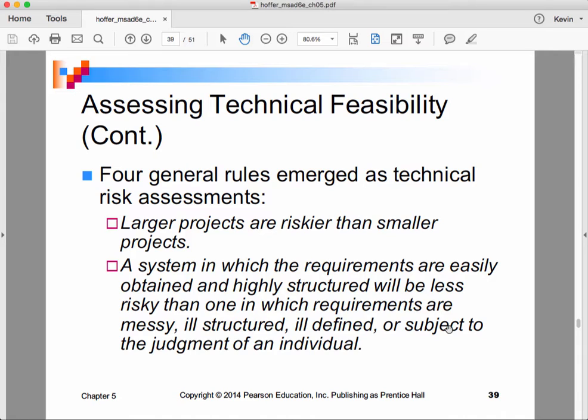So here are the ways that those factors might turn into higher or lower risk. Most knowledgeable people feel that larger projects are riskier than smaller projects, and history seems to bear that out. A system in which the requirements are easily obtained and highly structured will be less risky than one in which the requirements are messy, ill-structured, ill-defined, or subject to the judgment of an individual.